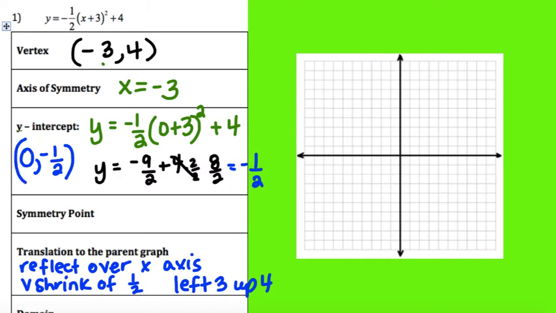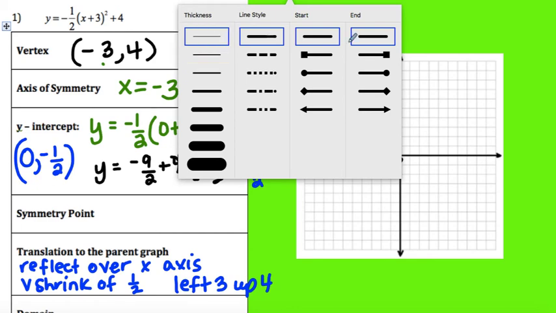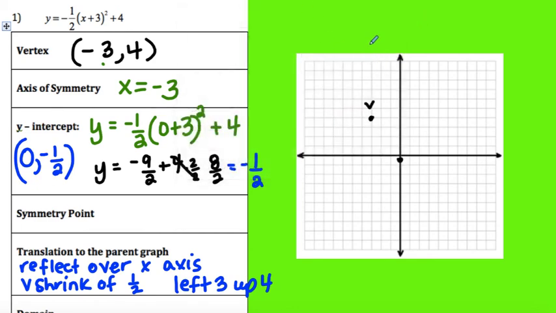All right, I'm going to plot the points I have so far. So I've got a vertex of (-3, 4): 1, 2, 3, and then 1, 2, 3, 4. So there's my vertex. Put a V for myself. I have a y-intercept of (0, -1/2), so right about here. I'm going to draw in my axis of symmetry. So there's my line going straight down the vertex.